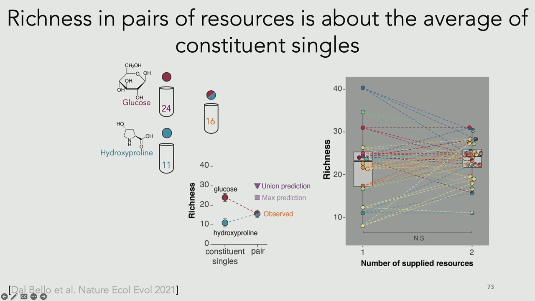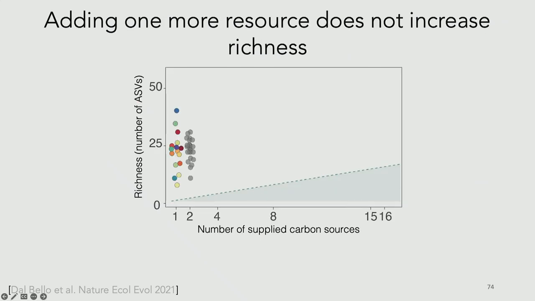This is a lot to take in, but basically here you have the richness in single resources and the richness in combinations, and each line indicates a pair. You see many lines that cross in the middle, indicating that the richness in the pair is actually the average richness of the constituent singles. So if we start plotting the richness as a function of the number of supplied carbon sources, going from 1 to 2 the diversity doesn't really increase. It stays basically the same.